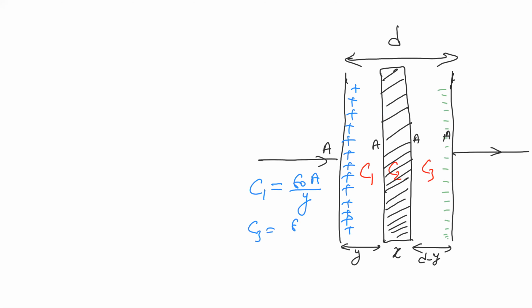C3. What will be the C3 value? Epsilon naught A divided by distance. How much is the distance for C3? This distance is D minus Y. So it will be D minus Y. C2. How much will be C2? K, where K is the dielectric constant. Epsilon naught A divided by, how much is the gap between them? This thickness, X. So divided by X.